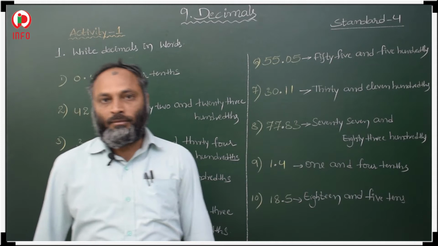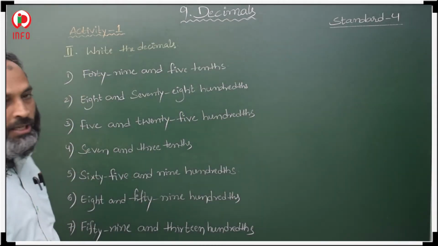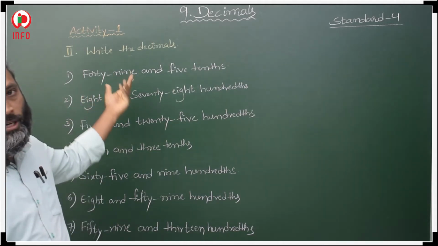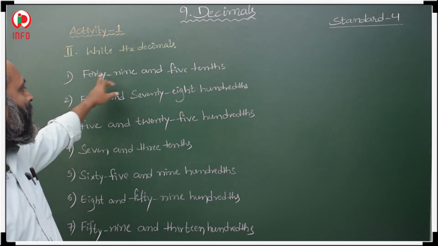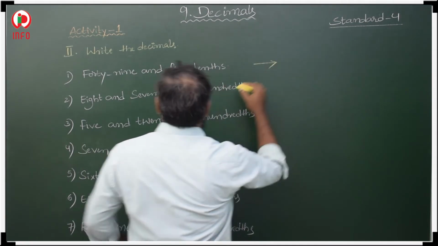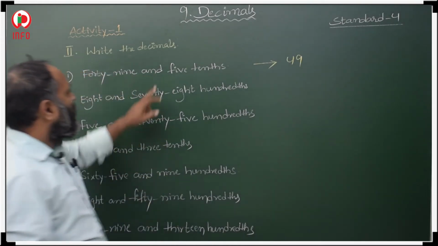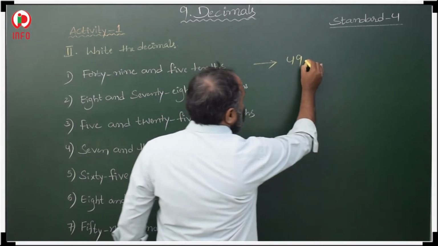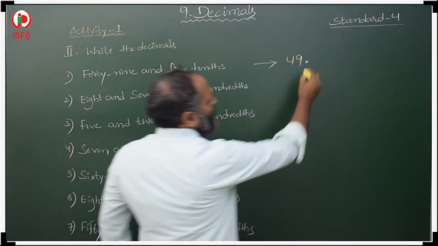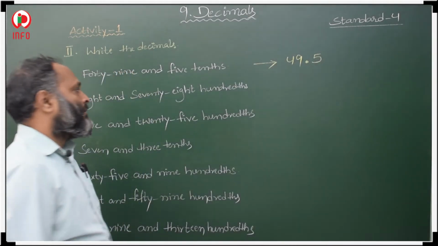Okay. Now the next: write the decimals. Here the numbers are given in words, so we have to convert them into numerals. So 49 and 5 tenths. How to write it? First we write 49, and "and" means point. 5 tenths means 5 goes in the tenths place: 49.5.